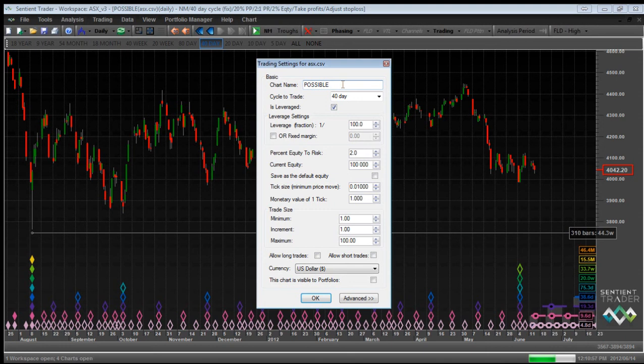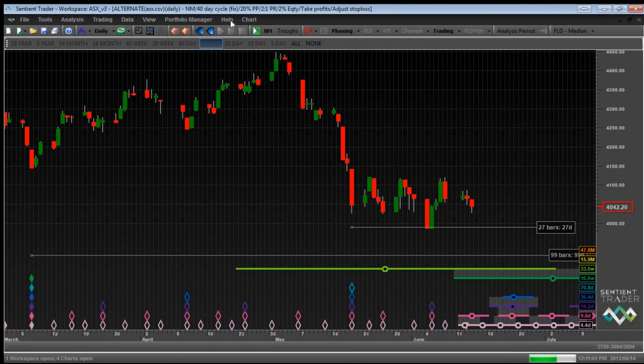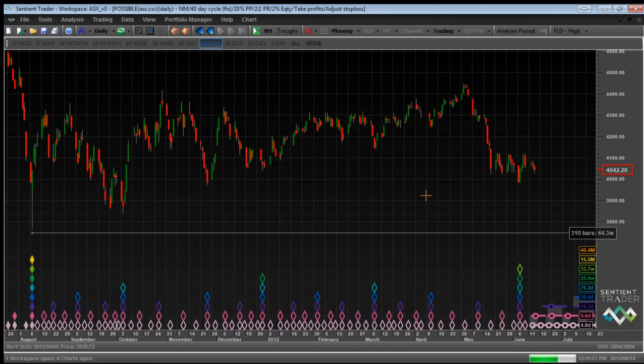So you can see this chart is called possible because I think this is a possible analysis, basically. Let's go back to it. There we go. I think this is a possible analysis. I don't think it's a very likely analysis, to be honest. But as we discussed last week, it is a possible analysis.